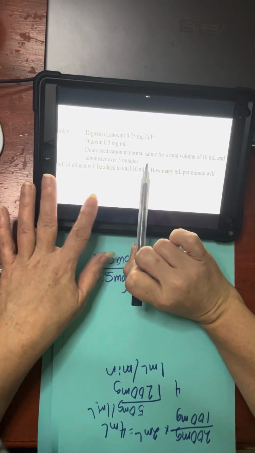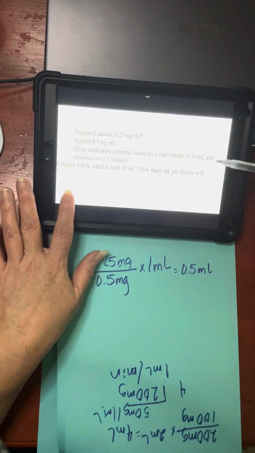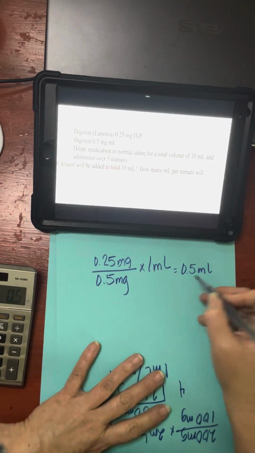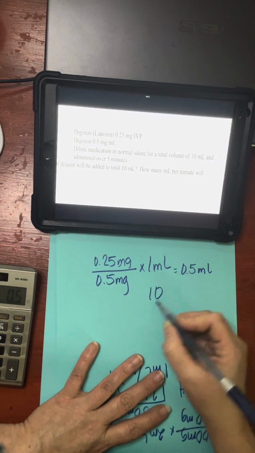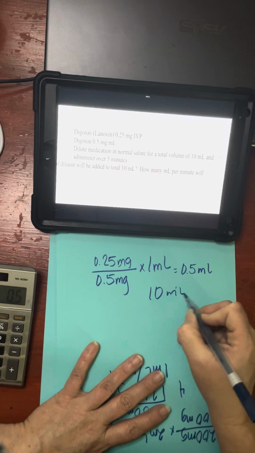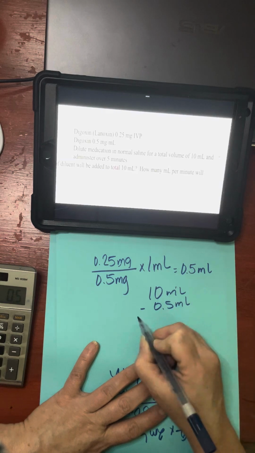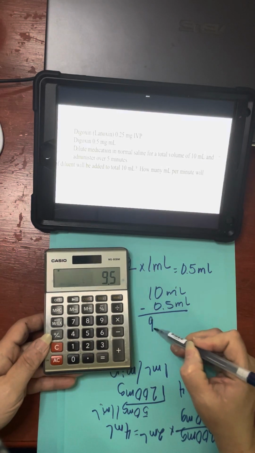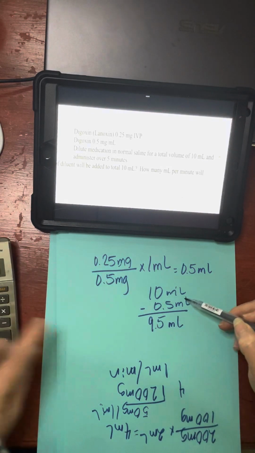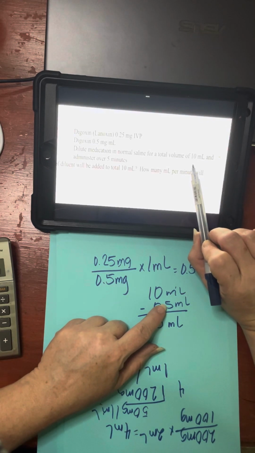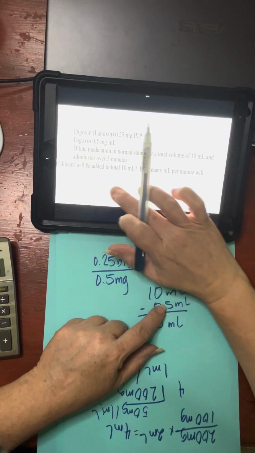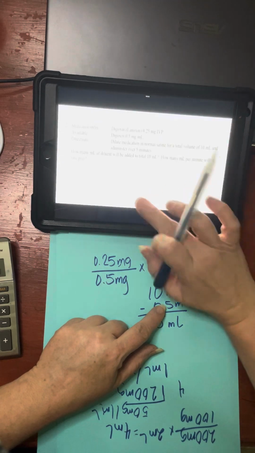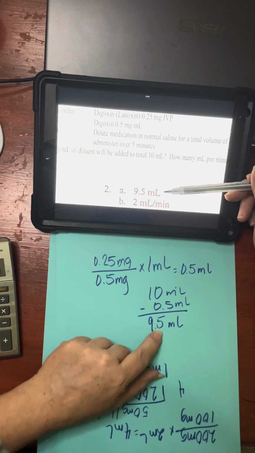And then it says to dilute the medication in normal saline for a total volume of 10 milliliters. So we got 0.5 in the syringe, and we got to add it up to 10. Now, you may be able to do that in your head, but not everybody can. So if we take 10 milliliters and subtract 0.5 milliliters, it's going to tell us how much saline we got to add. So we got to add 9.5 milliliters to make a total volume of 10. The first question says how much diluent will be added to total 10 milliliters? And look, sure enough, it is 9.5.